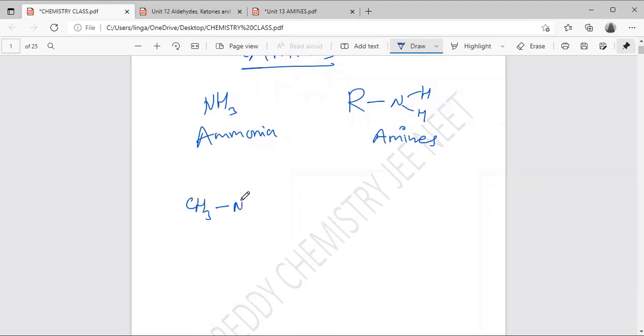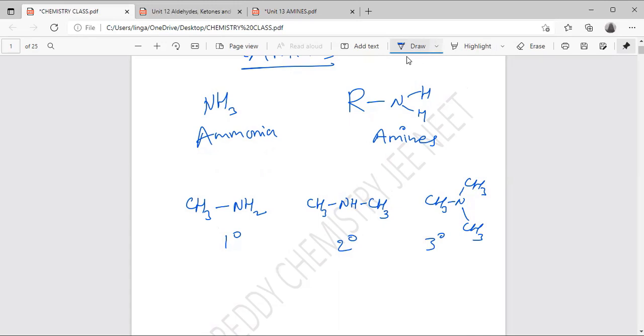Example, methylamine. If two methyls are substituted on nitrogen, then three methyls substituting on nitrogen. Primary, secondary, and tertiary. Primary amines, secondary amines, and tertiary amines. Do you know the words primary, secondary, tertiary?